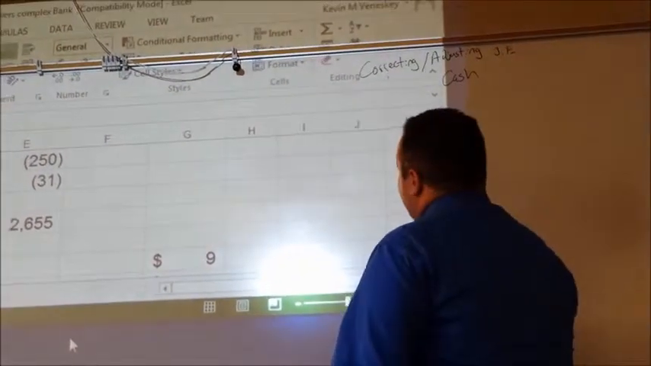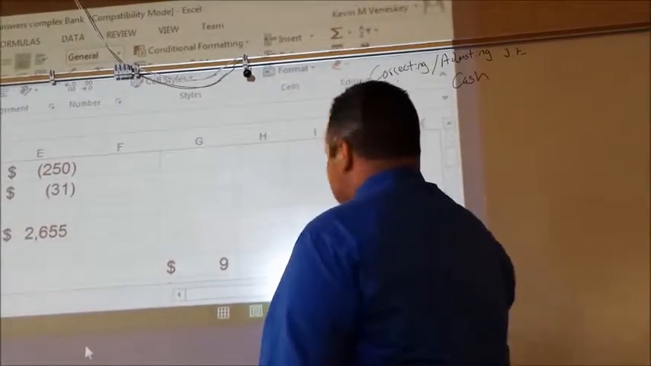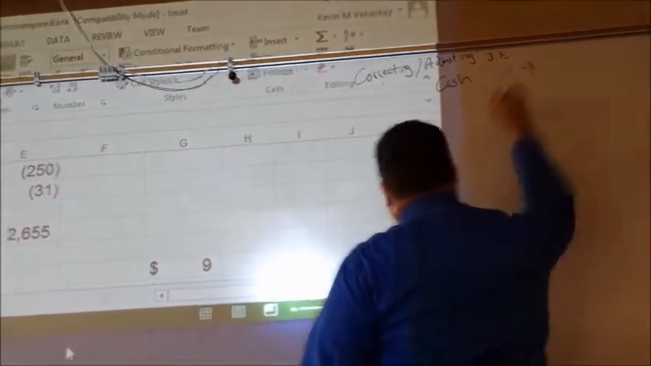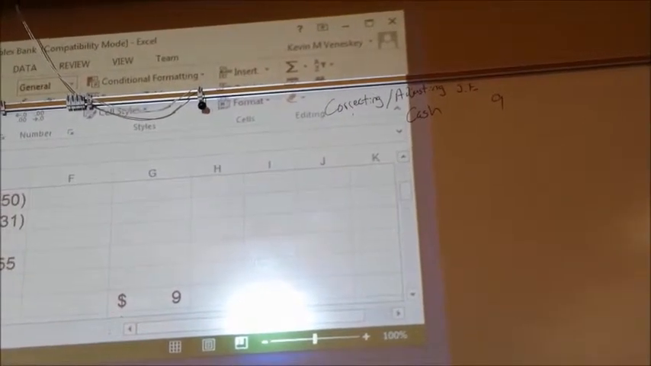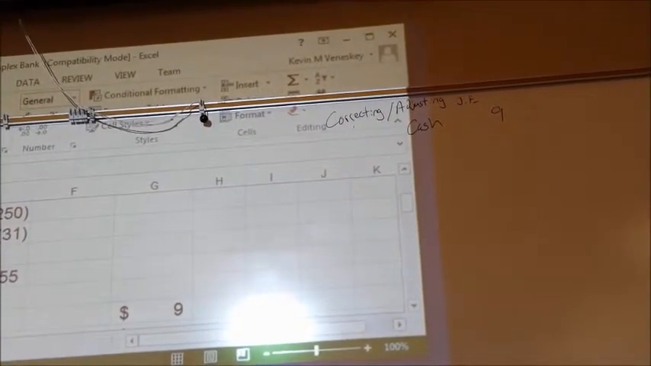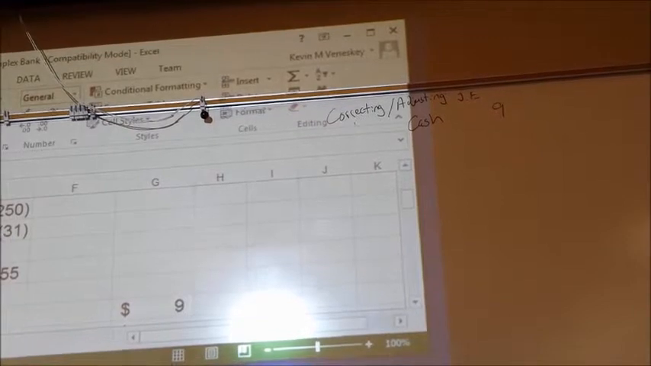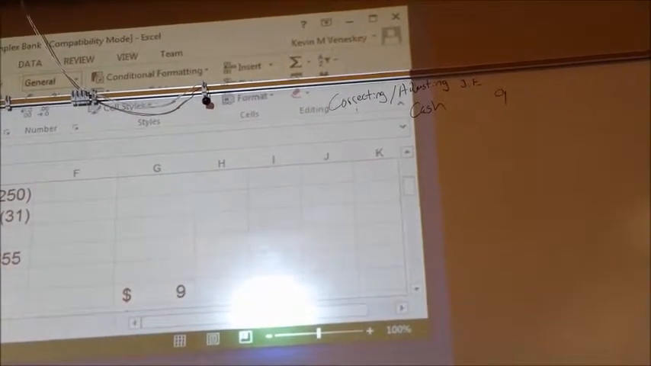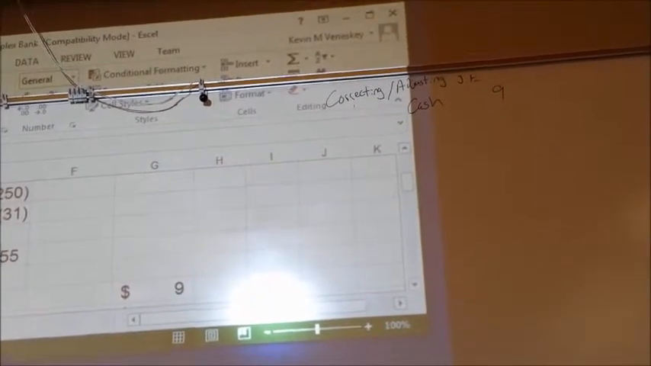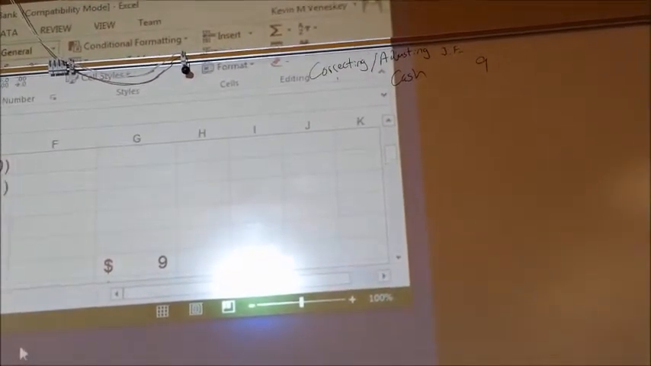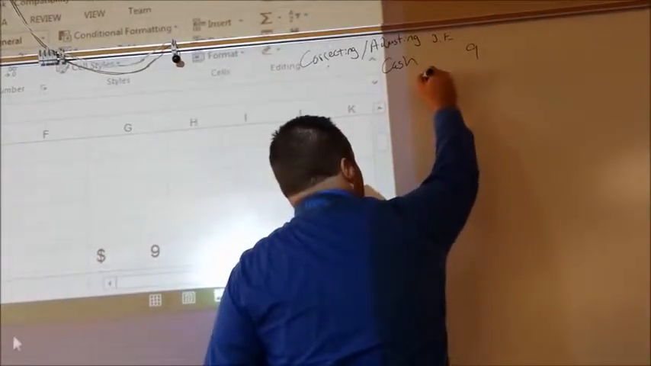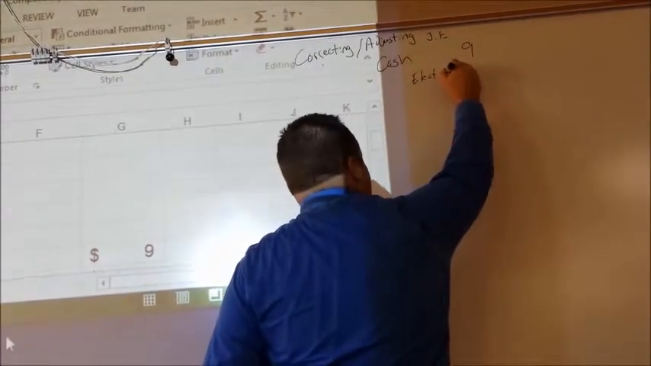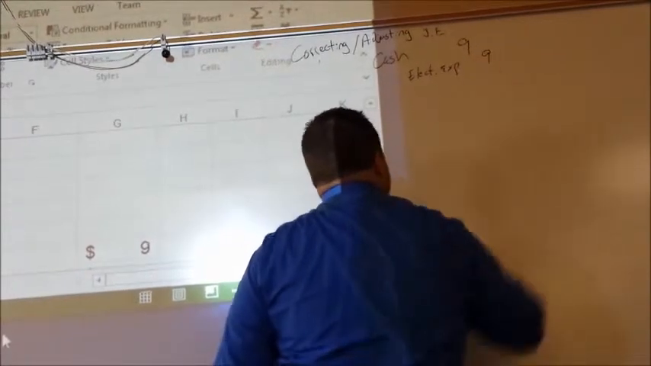My correcting, adjusting journal entries. I need to add in cash. And the account that was affected, $12.55, my electric bill. So I had too much on my electric bill. I need to do a correcting entry to make it right, take a little bit off of that electric expense.